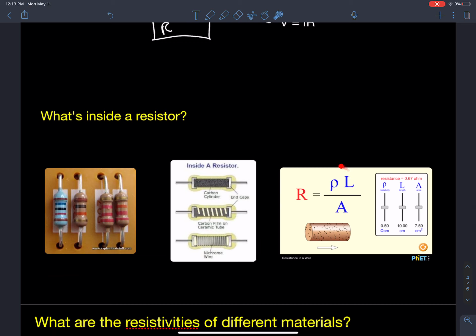And you guys are doing a lab on this formula where we're going to be measuring the resistivity, that variable, of carbon. So you're going to have a length of carbon and you're going to be measuring the resistivity from a graph. All right, and we'll talk about that in class.